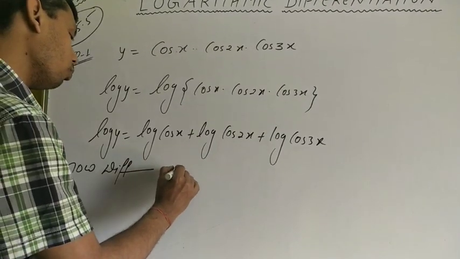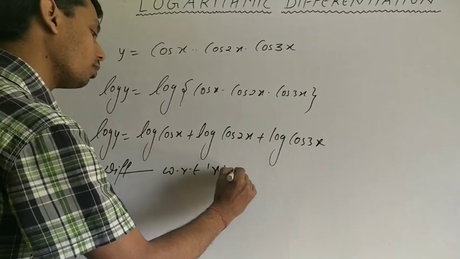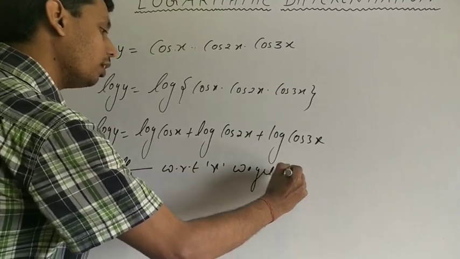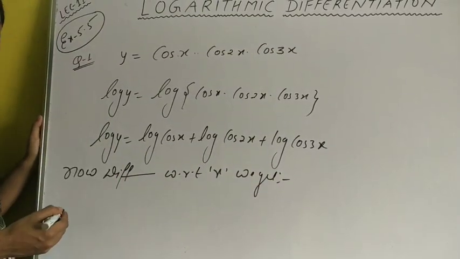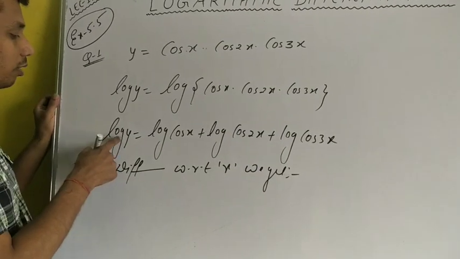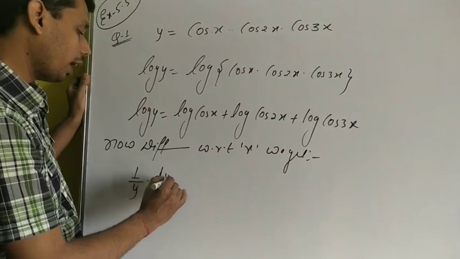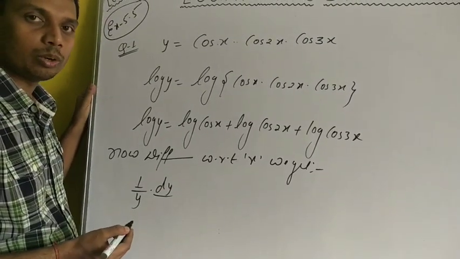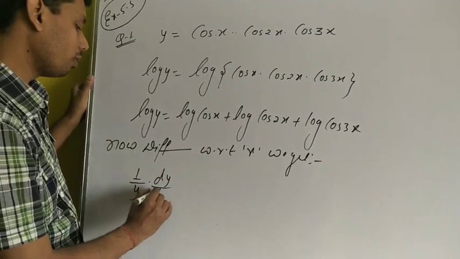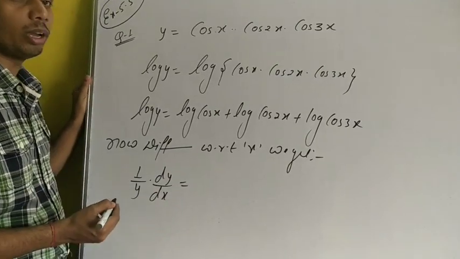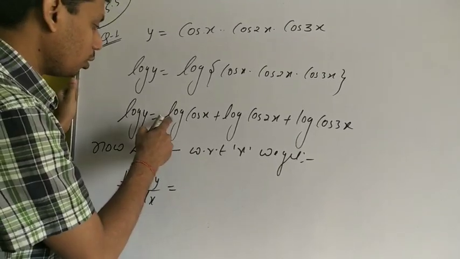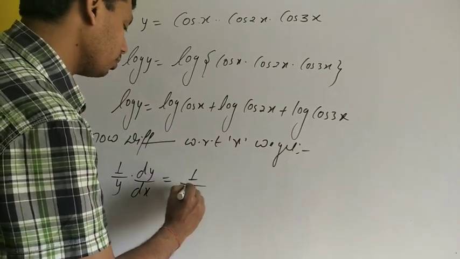Now differentiating with respect to x, we get: differentiation of log y will be 1 by y, and as we are differentiating with respect to x, the differentiation of y with respect to x will be dy by dx.